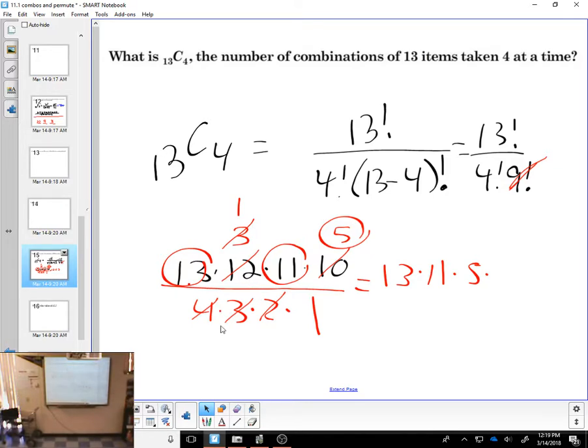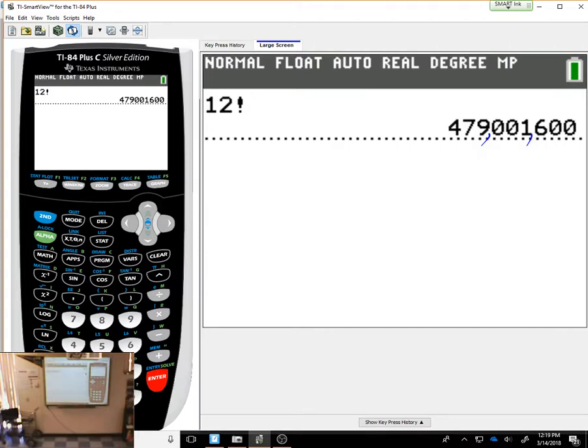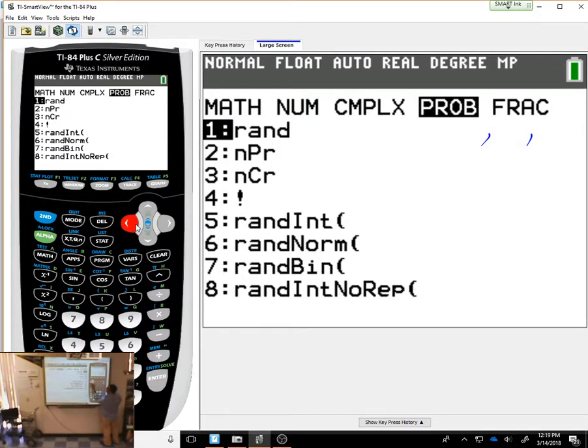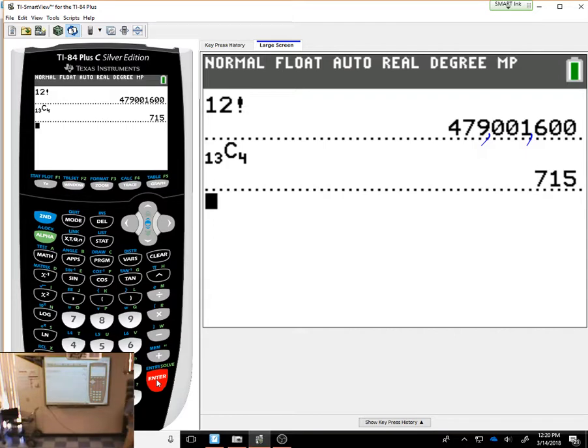Now, that's what you do with the formula. If you have a calculator in your hand and you remember how to do this, go to math, probability. Here is nCr. I can push 13, then nCr, then 4, and then push enter. And there it is: 715.